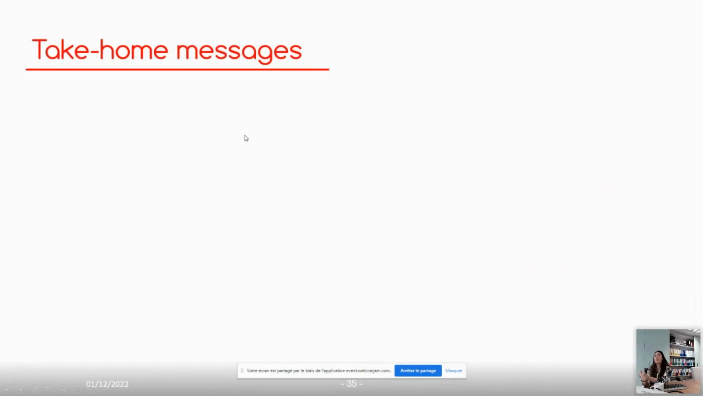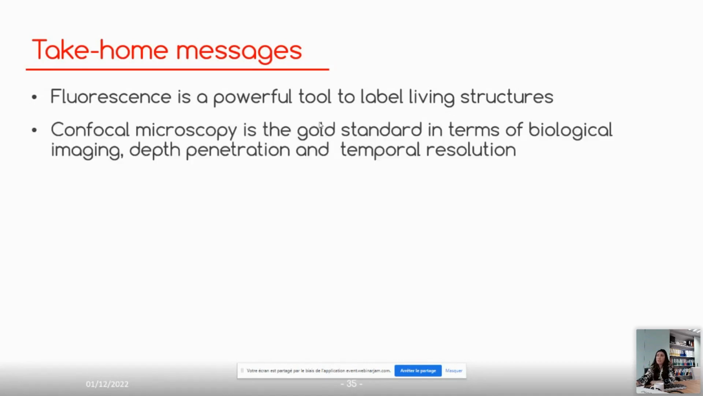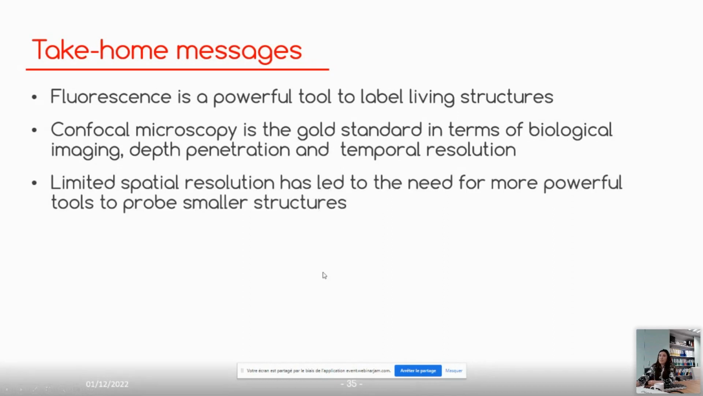And so to wrap up our discussion today and hopefully review some of the big points that we talked about, the first being that fluorescence is a super diverse and powerful tool that allows researchers to label and examine living structures and cells. Confocal microscopy has been and remains the gold standard in terms of its versatility for biological imaging, being able to penetrate samples with depth, and also to do so quickly.